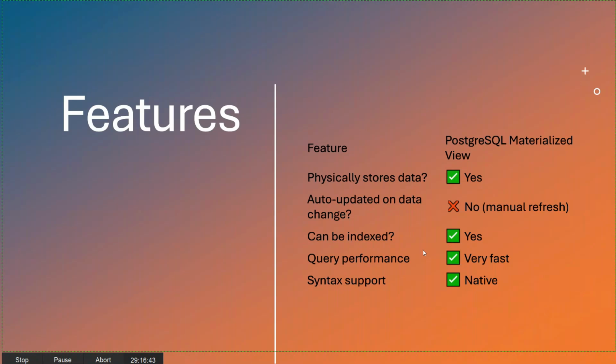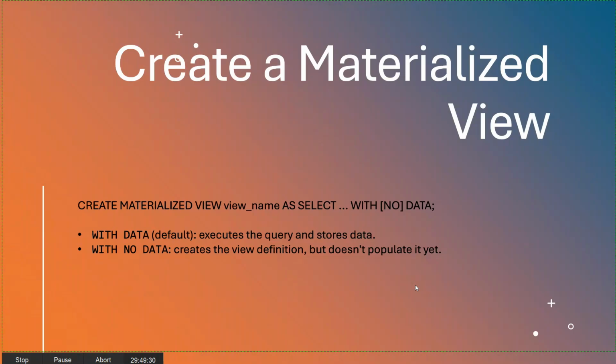It can be indexed, yes, but simple views cannot be indexed. Query performance is very fast because it has stored the data, pre-computed from the select query used for creating the materialized view, and physically stored it. So it won't recompute the SQL query again. This is another advantage of materialized views. The syntax is similar to a native view.